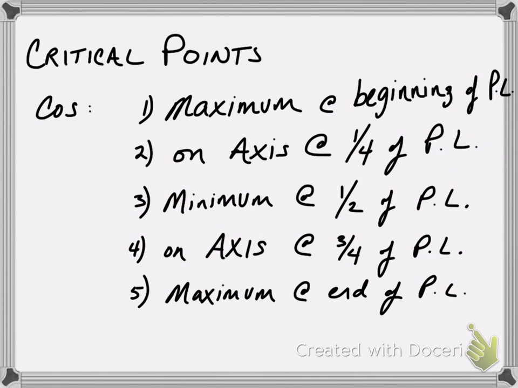Let's look at the next pattern of critical points for cosine. There's a maximum at the beginning of the period length. The second critical point is on the axis 1/4 of the way. A minimum halfway across. A point on the axis 3/4 of the way. And then a maximum at the end of the period length. So this one kind of looks like a V, or a U, depending on how you draw it.